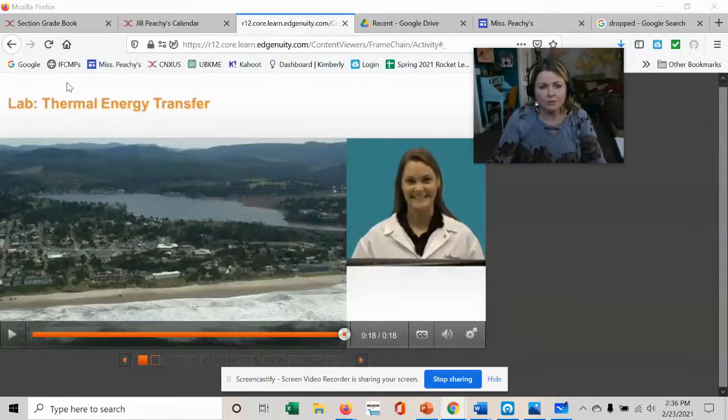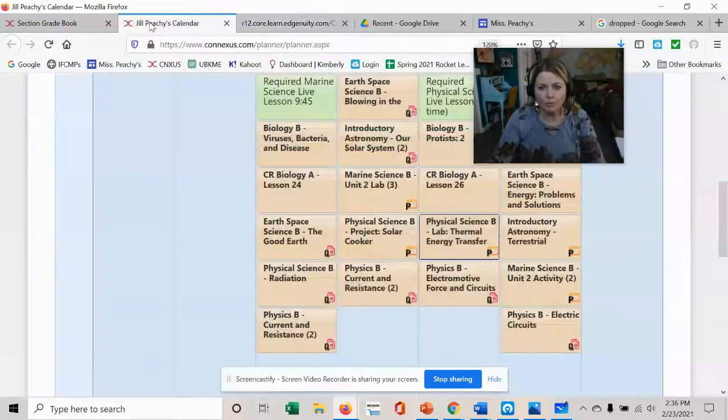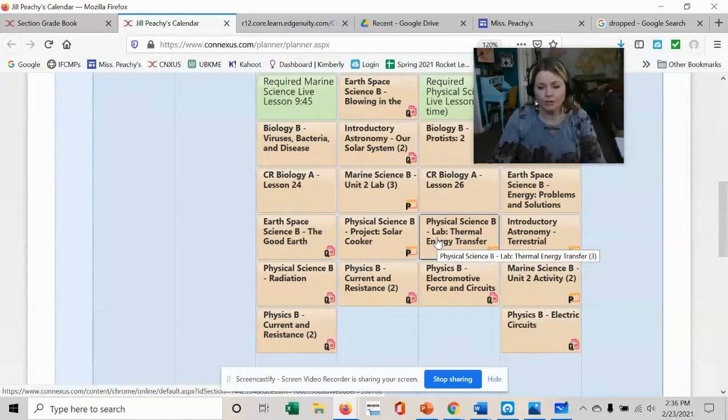I'm also going to switch to the calendar view for a moment so you can see what's supposed to be on your calendar for the week. You actually have two portfolios back to back this week: the Project Solar Cooker and the Lab Thermal Energy Transfer.